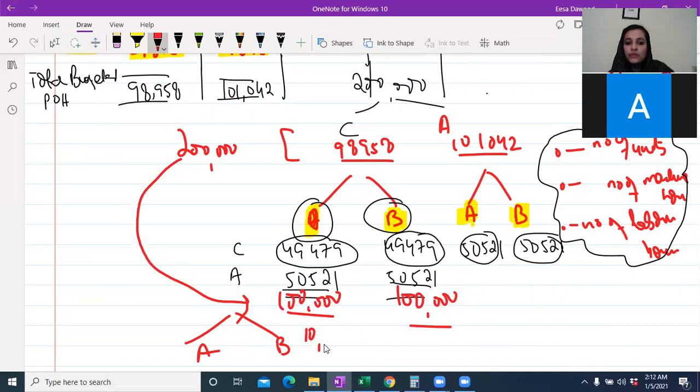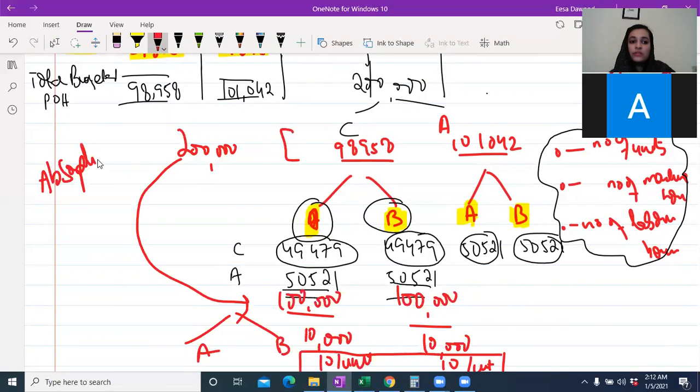For example, 10,000 units were there for A and 10,000 units were there for B. So I can actually calculate the cost per unit for each. It was 10 per unit, 10 per unit. And my aim was achieved, that is how I actually absorb the overhead cost into cost units. The process of absorption, the final, fourth process, has been done here.